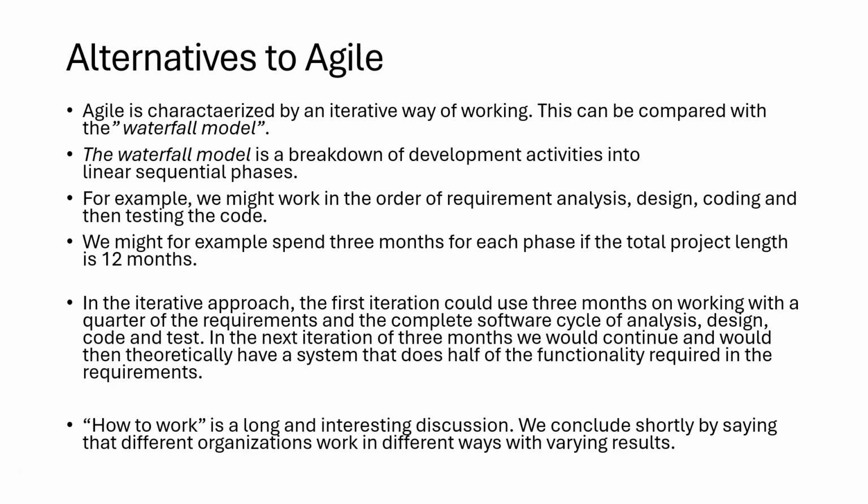In the iterative approach, the first iteration could use 3 months on working with a quarter of the requirements and the complete software cycle of analysis, design, code, and test. In the next iteration of 3 months, we could continue and would then theoretically have a system that does half of the functionality required in the requirements. The general question of how to work is a long and interesting discussion, and we conclude shortly by saying that different organizations work in different ways with varying results.